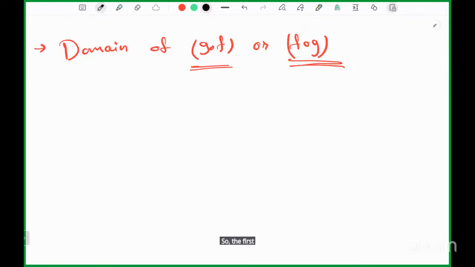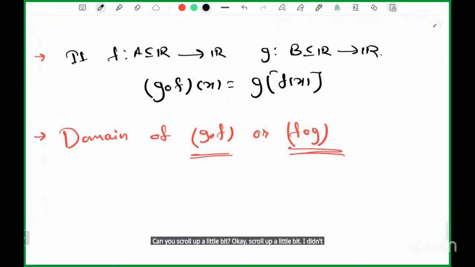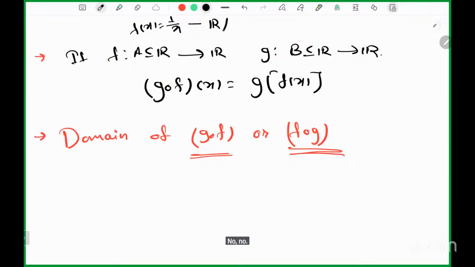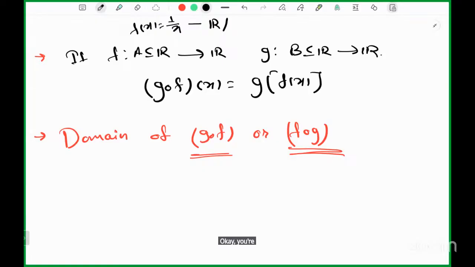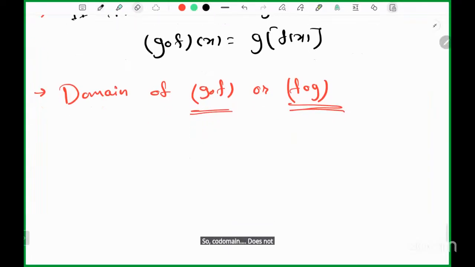Okay. So now how can we find the domain of f composition g and g composition f? Can you scroll up a little bit? I didn't understand that subset part. Yeah, see, the domain changes now. For example, if I take f of x equals 1 by x, then the domain will be real numbers minus 0. I'm asking why the codomain is real. It should also be a subset of something, no? No, it depends. See, the codomain I can choose by my choice. Okay, you have taken that liberty. Fine. So codomain does not affect that much.